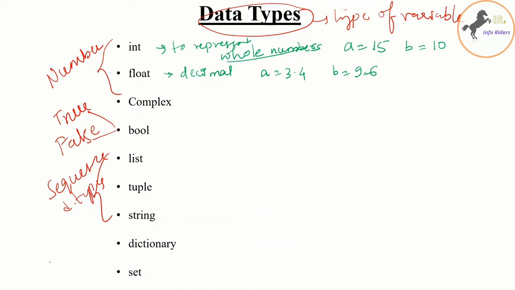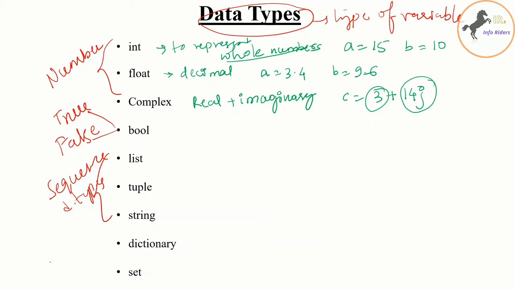Here the complex data type next. It is a combination of the real part as well as the imaginary part. For example, c is equal to 3 plus 14j. Here you can see that 3 is the real part and 14j is the imaginary part.